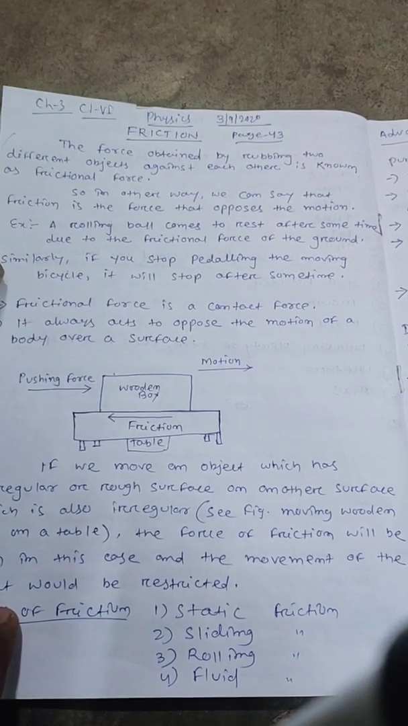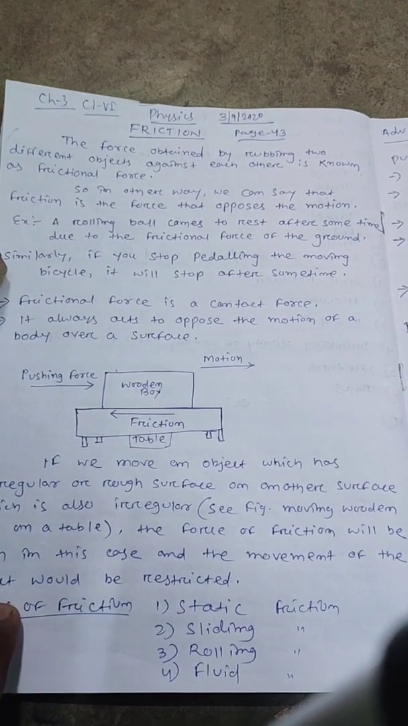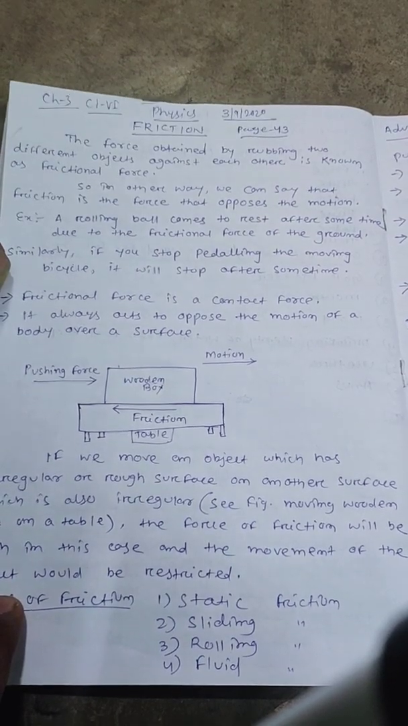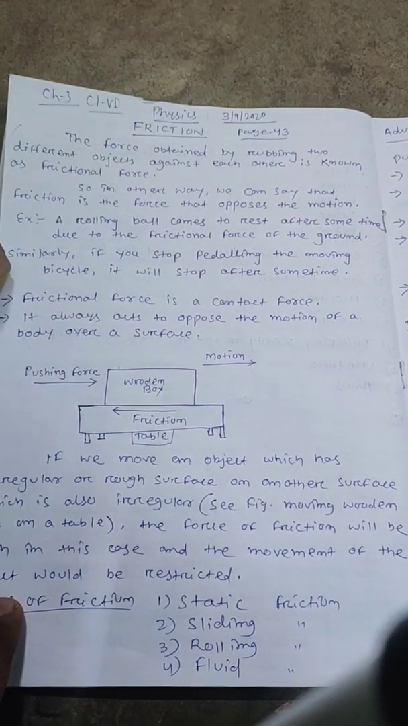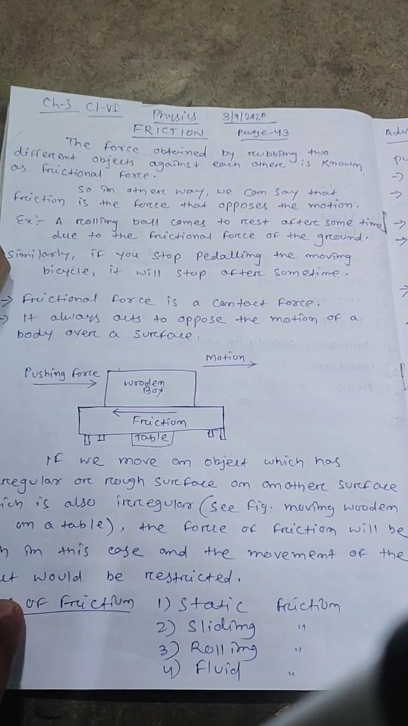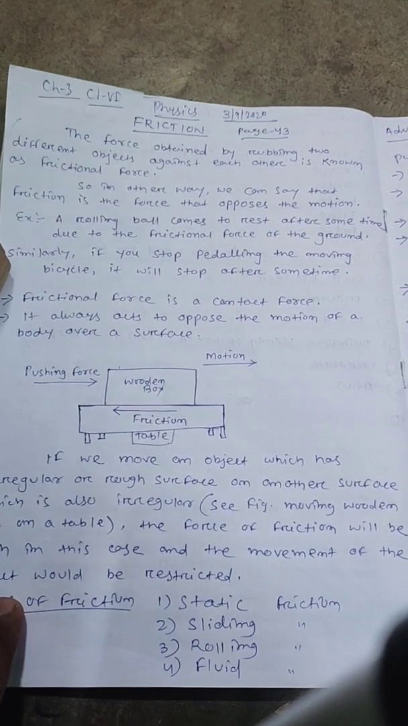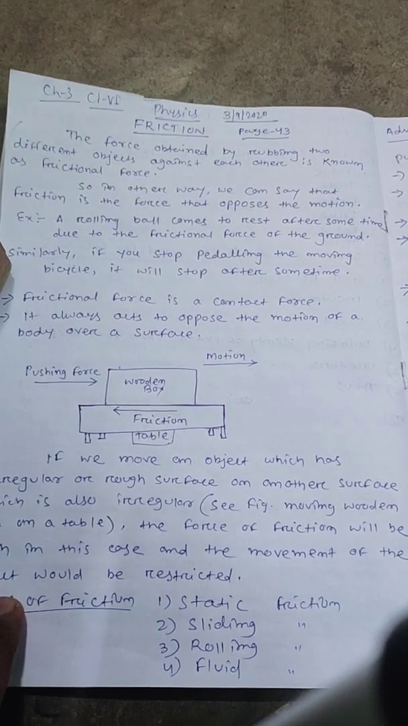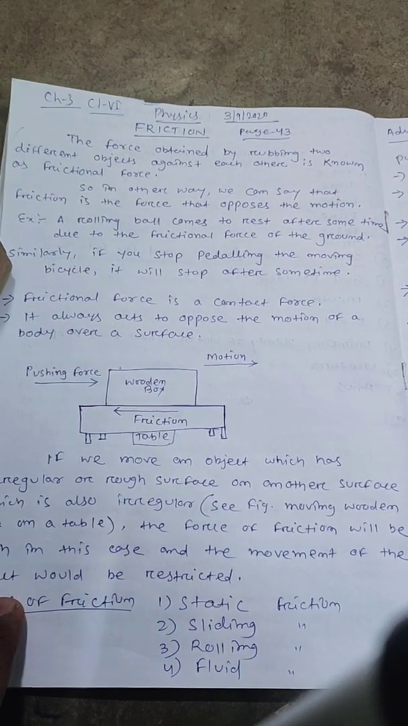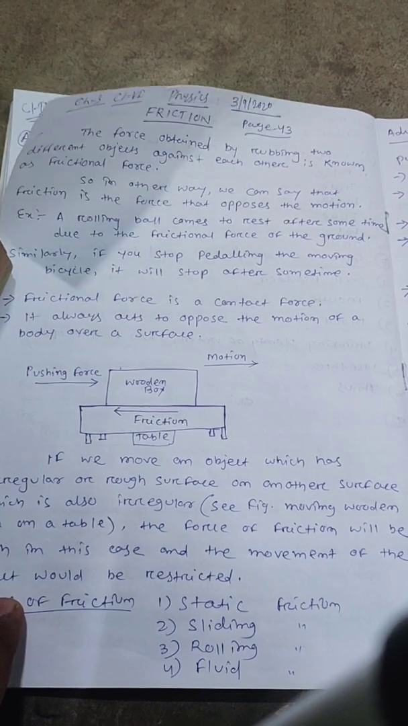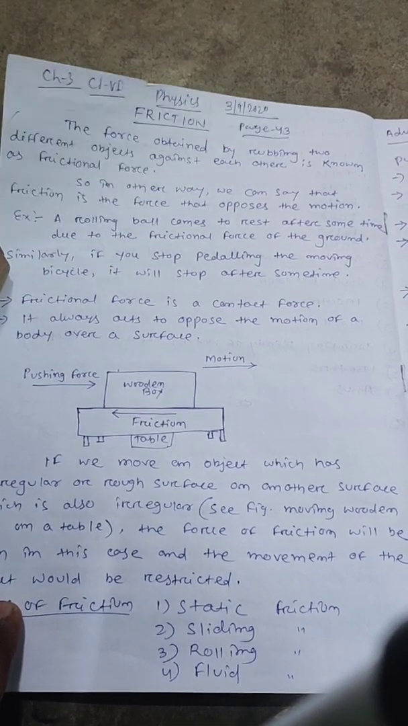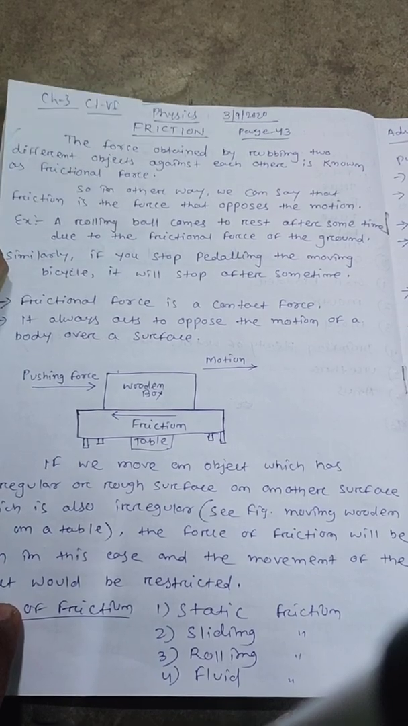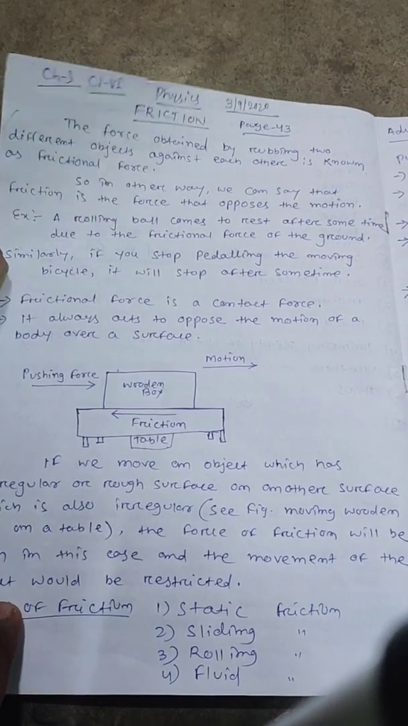Today we'll learn a new part of the force and pressure chapter of your physics: friction. Today we'll learn about friction. First of all, the definition of friction is the force obtained by rubbing two different objects against each other, which is known as frictional force.